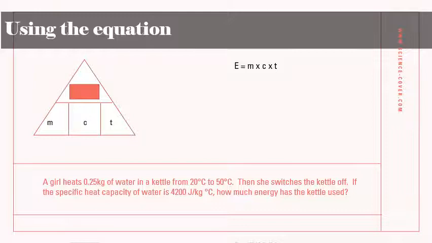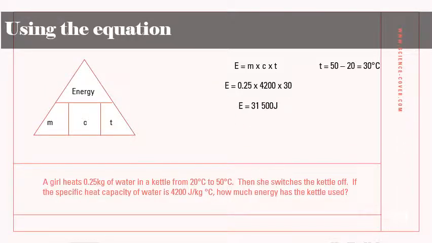Now the first thing I want to do with the numbers is to find what the temperature change is. So we're starting off at 20 degrees Celsius and we're heating the water to 50 degrees Celsius. So the temperature change is 50 minus 20, which gives me 30 degrees Celsius. Now I can substitute in the numbers in place of the letters in the equation. So the mass was 0.25, the specific heat capacity is 4,200, and the temperature change I now know is 30 degrees Celsius. When we multiply these three together, you get 31,500, and since that is a measure of energy, the units are joules.